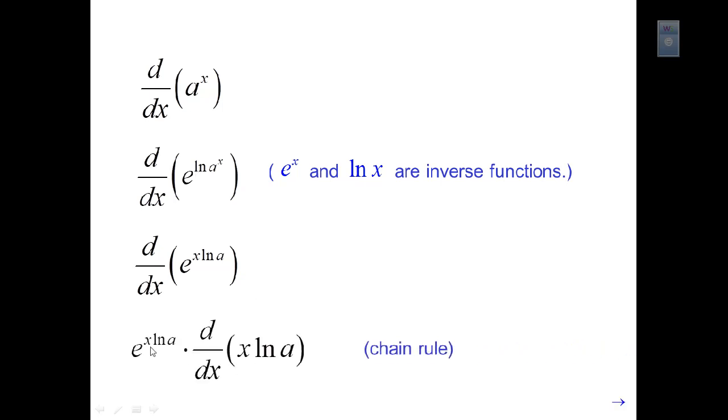And then we have e to the x natural log of a, that's the derivative of that, times the derivative of x times the natural log of a. And that right there is a constant. The natural log of a is a constant, so it's essentially like saying, what's the derivative of 2x? It would be 2, except the derivative here is going to be the natural log of a.